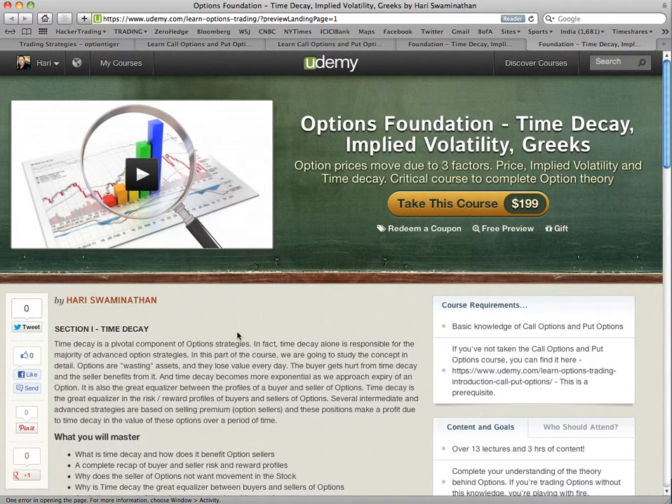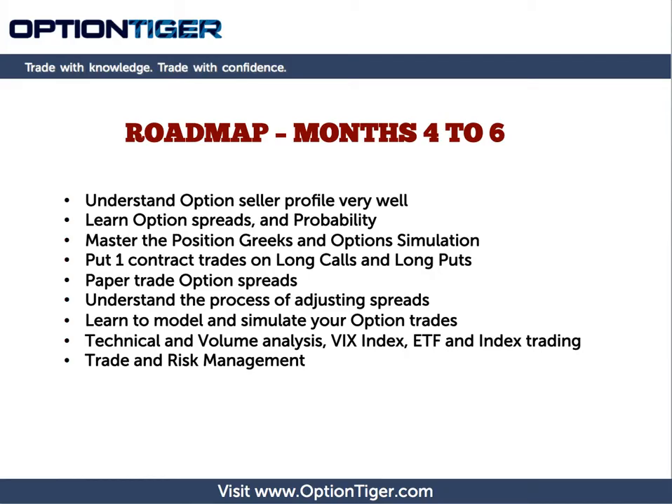So now let's look at months 4 to 6 and what that looks like. I mentioned before that the profile of an option buyer and an option seller is very, very different, and you need to understand those differences. Even though you shouldn't be an option seller at all in the first few months, once you become an expert, you will see that assuming an option seller's profile is a very viable and very profitable way to play the options game. But you won't get there for at least 6 months.